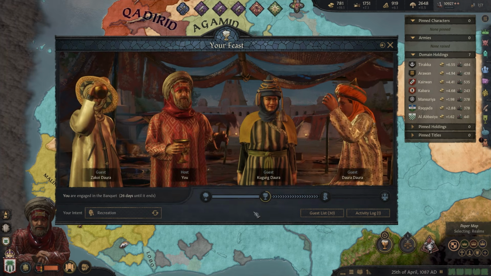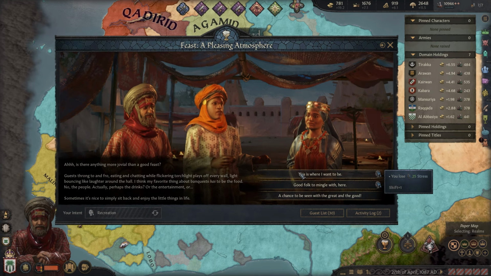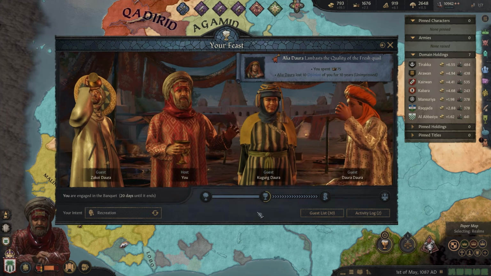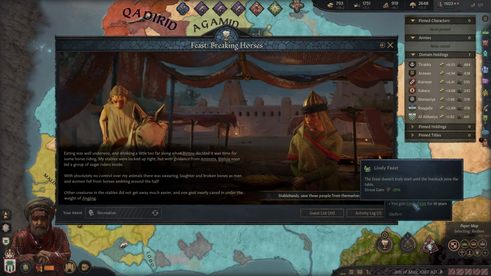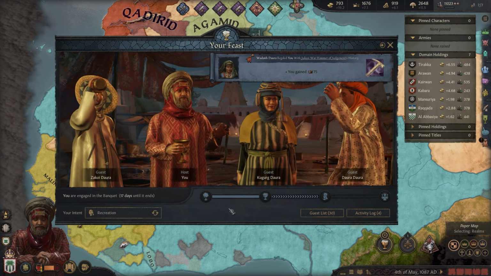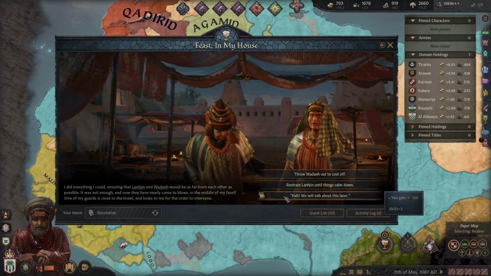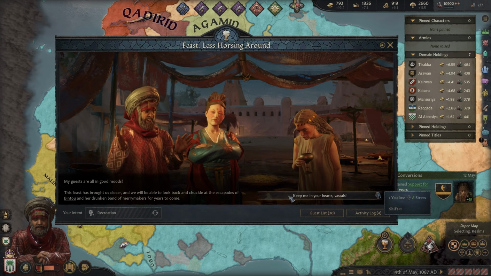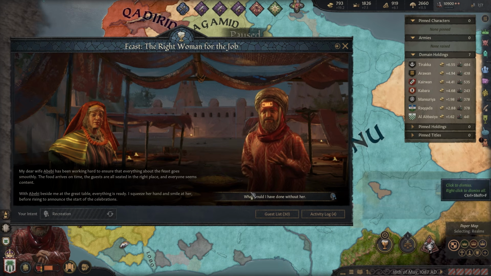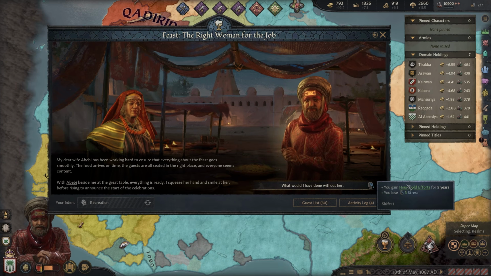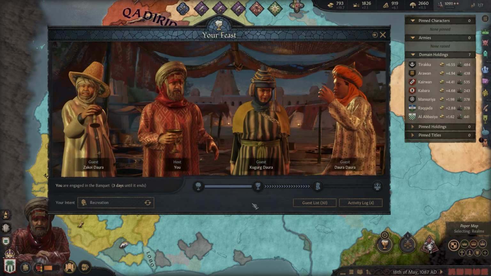Okay, welcome friends. Pleasing atmosphere. I would like to take the 25 stress loss that I can get. We get lively feast for 10 years. It reduces my stress gain. That's quite nice. Gain some prestige. Lose 8 stress. Places are getting support for conversion. That's good. Household efforts. So that means that direct vassals like me more. I lose 3 stress. Okay.